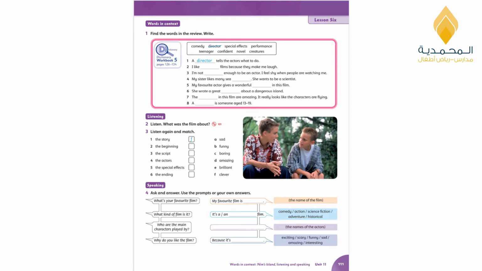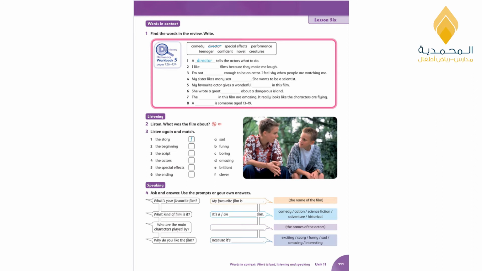The story, clever, with F. The beginning, with C, boring. The script was funny, with B. The actors, excellent, were brilliant, with E. 5, the special effects, excellent, amazing, with D. And the ending was sad, with A. So 1, F, 2, C, 3, B, 4, E, 5, D, 6, A. Excellent.